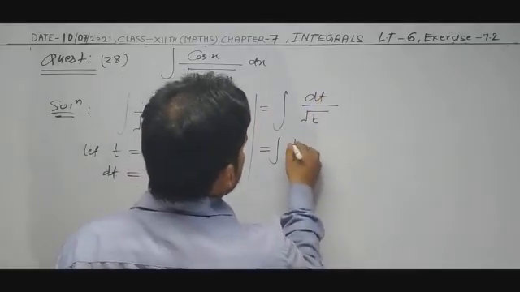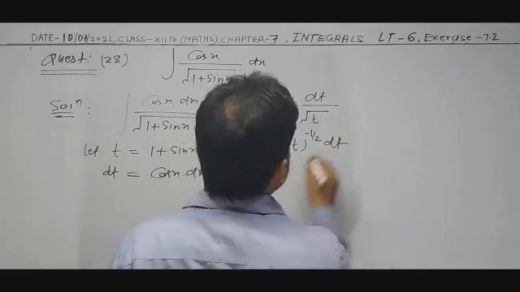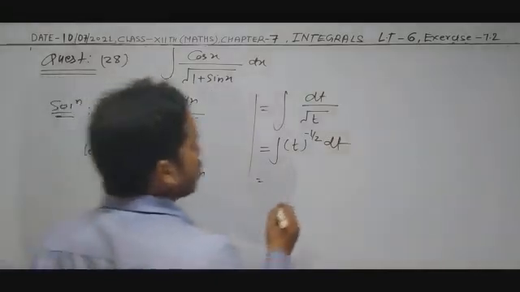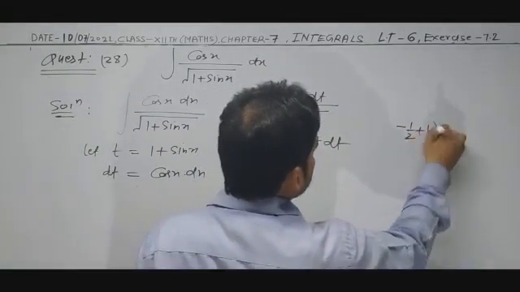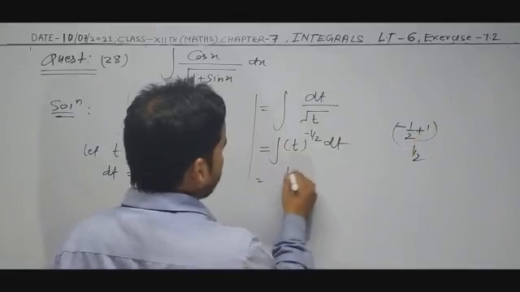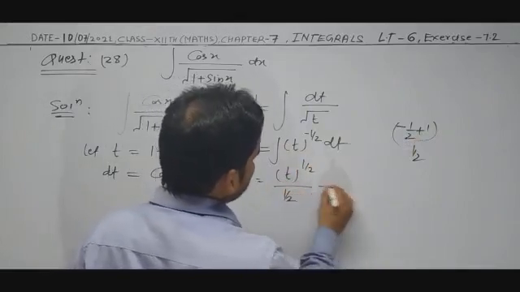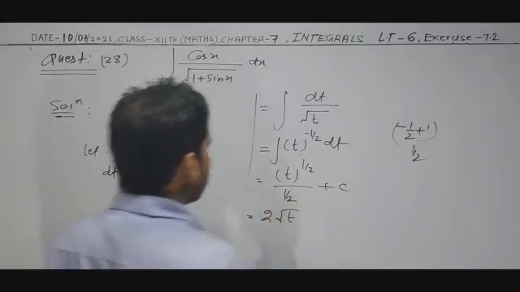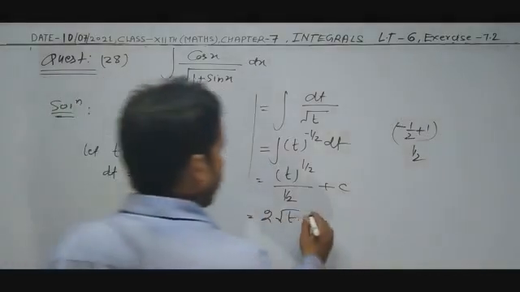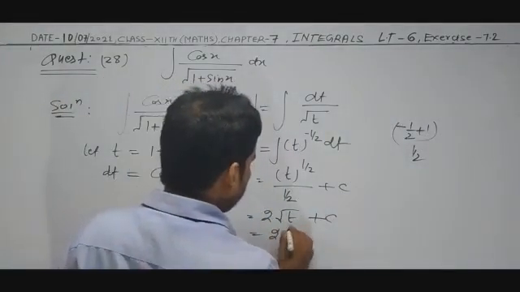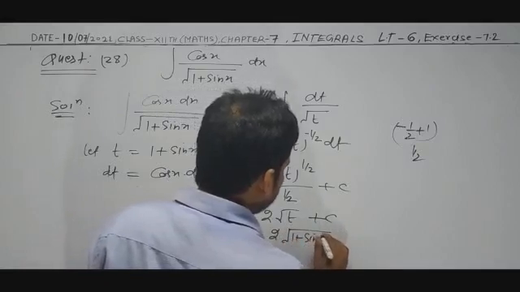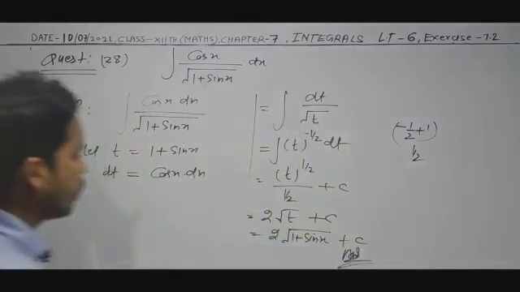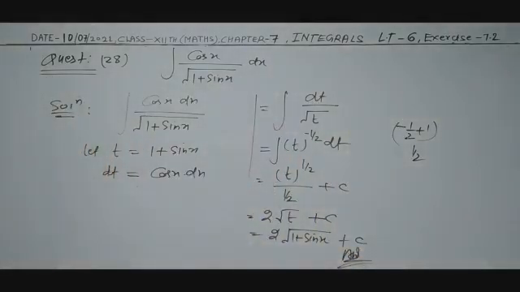This expression can be written as t to the power minus 1 by 2 dt, and its integration is t to the power minus 1 by 2 plus 1 upon minus 1 by 2 plus 1, and minus 1 by 2 plus 1 is 1 by 2. So its integration will be t to the power 1 by 2 upon 1 by 2 plus c, so 2 times root t, and the t value you know is 1 plus sin x. So the answer will be 2 times root over 1 plus sin x plus c. This is the answer. See, question number 28 is completed.